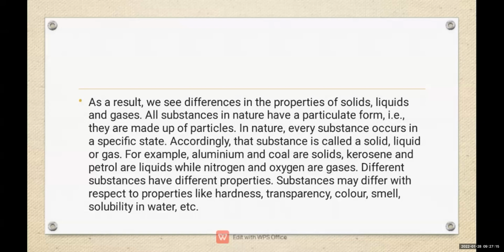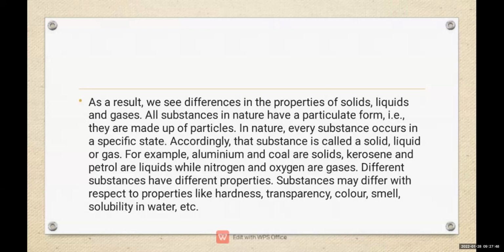All substances in nature have a particulate form. That is, they are made up of particles. In nature, every substance occurs in a specific state. Accordingly, that substance is called a solid, liquid, or gas. For example, aluminum or coal are solid. Solid means hard. Okay, kerosene and petrol are liquid. Like water, kerosene and petrol are in liquid state. While nitrogen and oxygen, which cannot be seen, are gases.